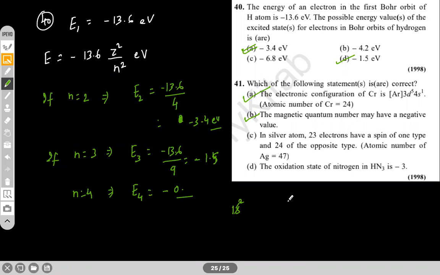23 electrons have a spin of one type. Okay, means one type we have. So 1, 2, 3. So 23 will have opposite sign. Okay.